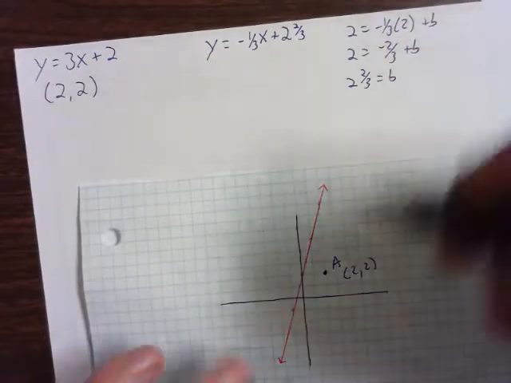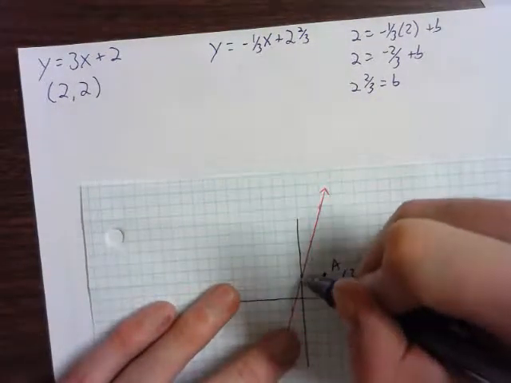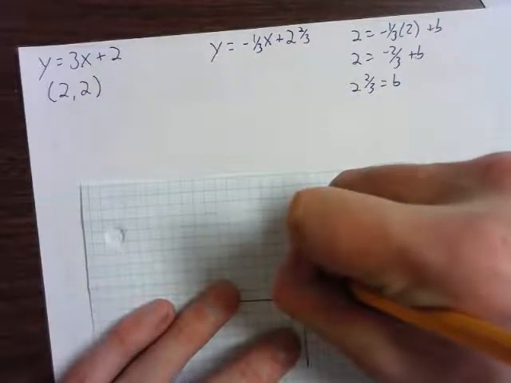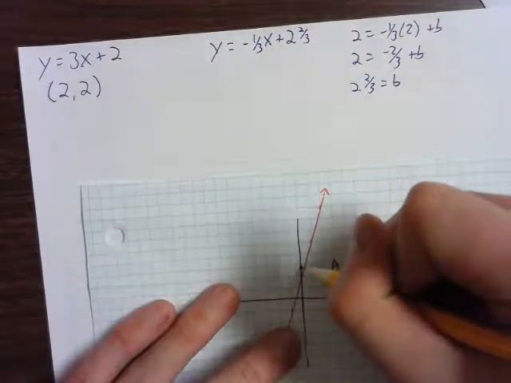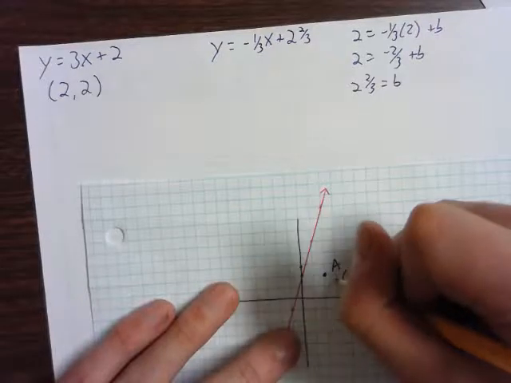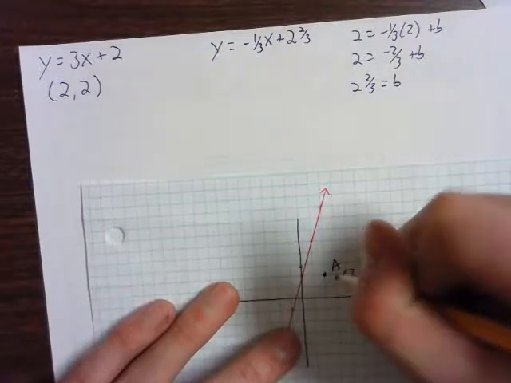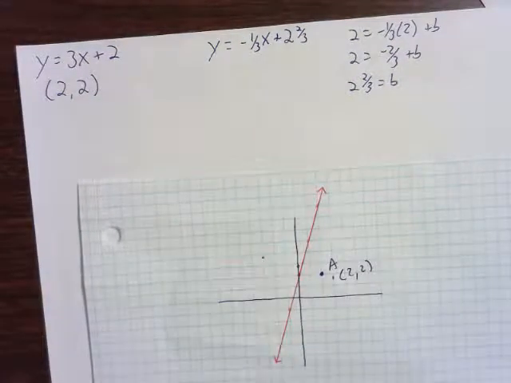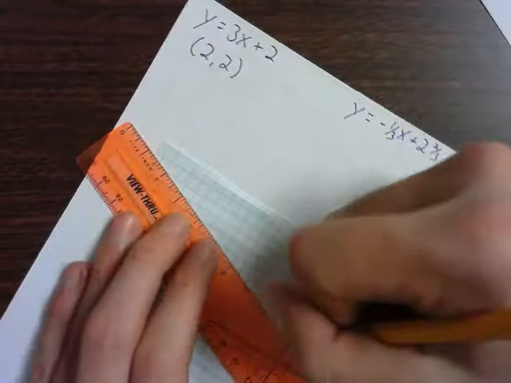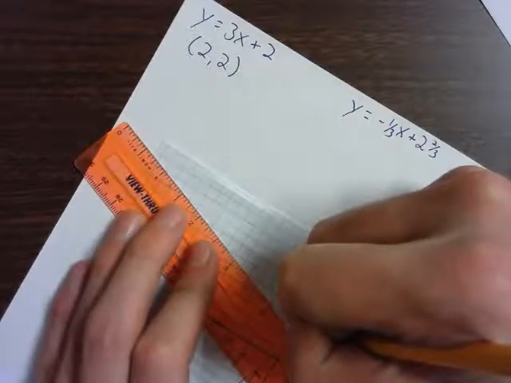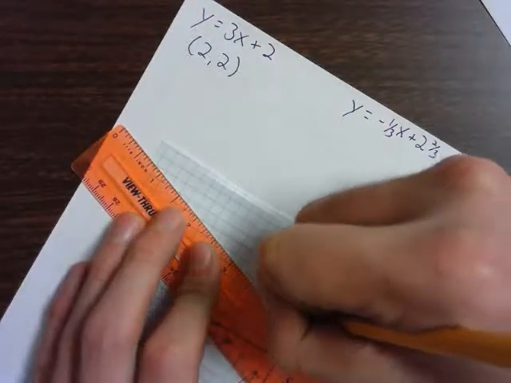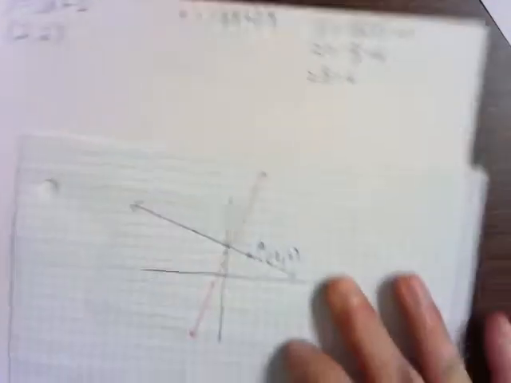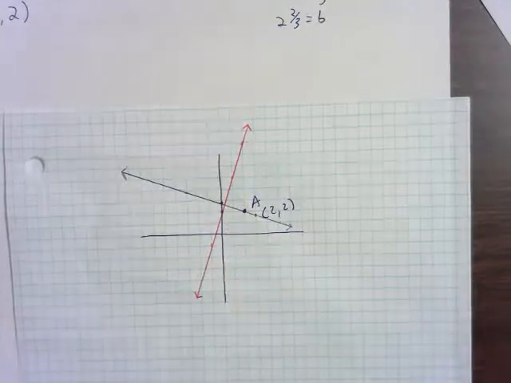2 and 2/3 will be about there. And my slope is negative 1 over 3. You can go up 1 over 3. And you can see that it goes through my point A, which is perfect, exactly what I wanted it to do.